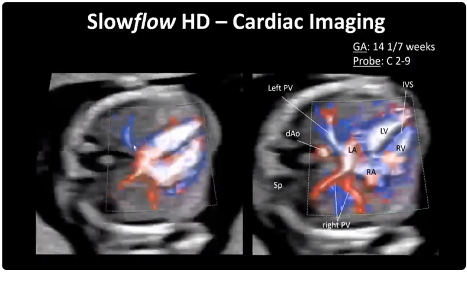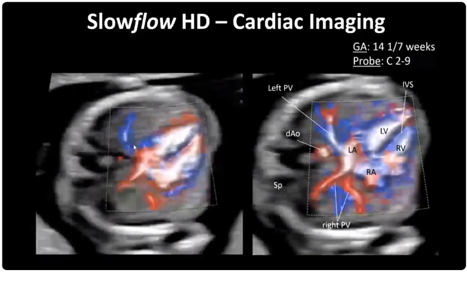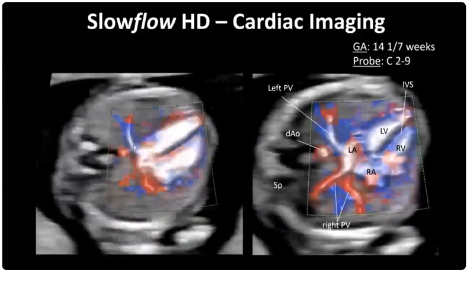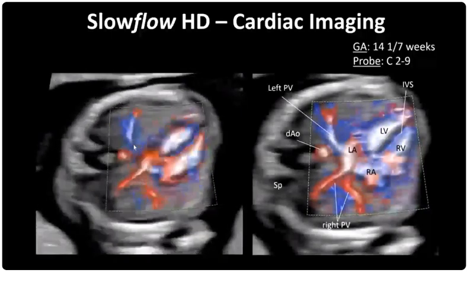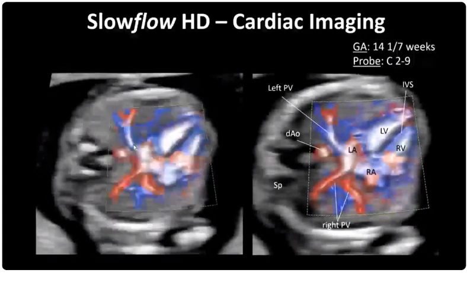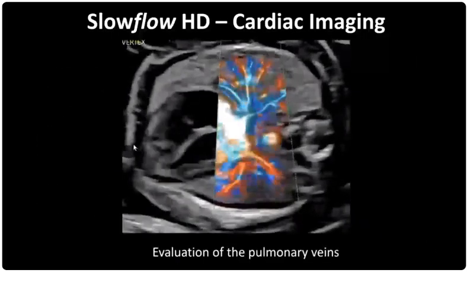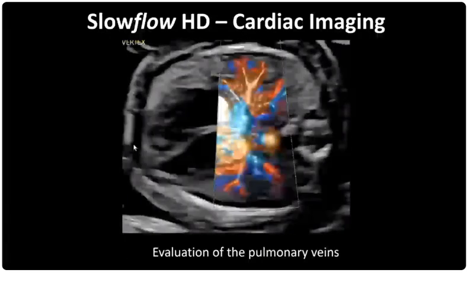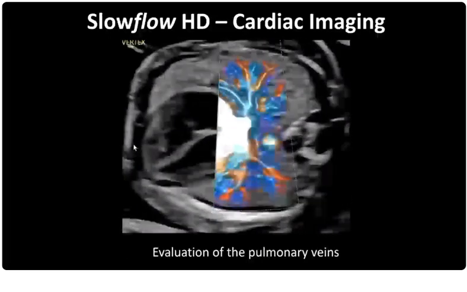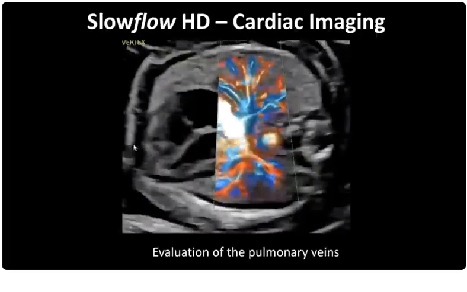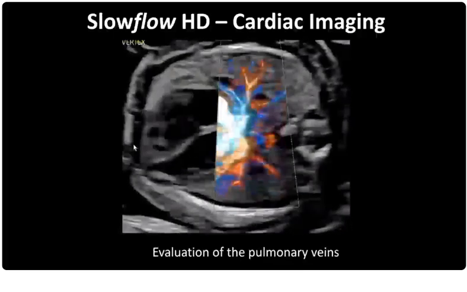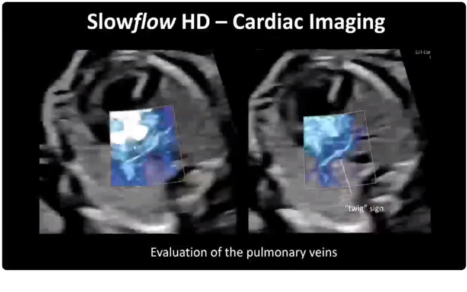This is 14 weeks. Again, very good delineation of the 4-chamber view, with all the anatomical landmarks that need to be looked at at that stage. And of course, in the third and second trimester, the evaluation of the pulmonary veins and the entire vasculature of the lungs can be easily achieved using this technique.